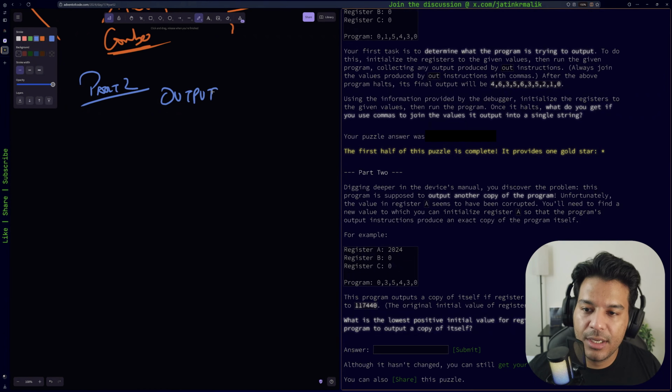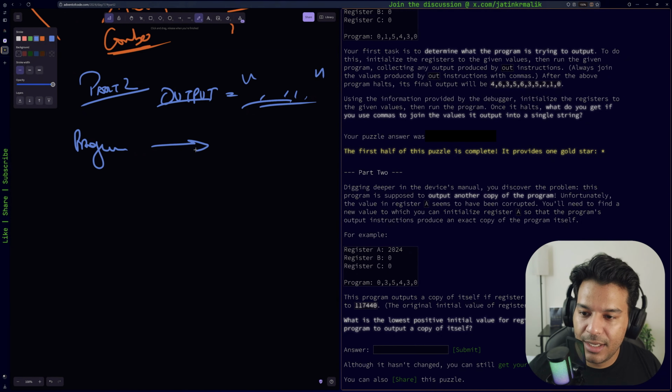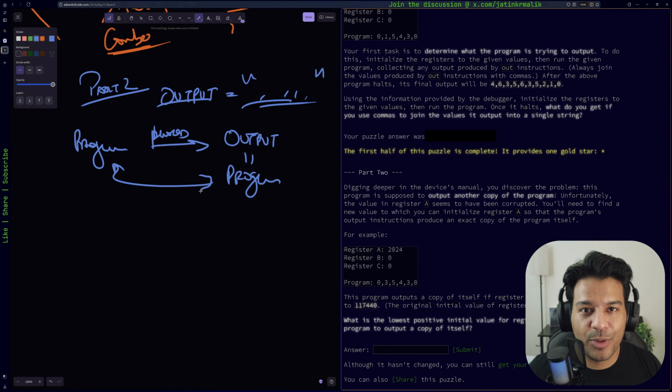Getting an output that we were using as a comma separated string that we were inputting. What we want to say is that this program that we are executing, when you take a program and process it, the output that comes should be exactly equal to the program, the program that was initially input. So basically your input and output should be exactly the same.